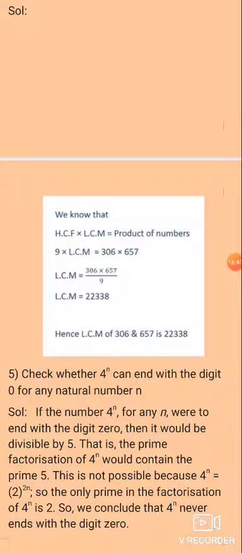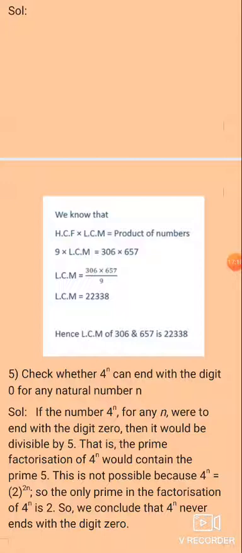So listen to the explanation. Just learn the explanation by heart. Simple question. For all such questions you can use the same way, but instead of 4 raised to n, sometimes 6 raised to n, 8 raised to n, like that. Okay. So listen. If the number 4 raised to n for any natural number n were to end with the digit 0, then it would be divisible by 5. When we divide that number by 5, we get the remainder as 0.